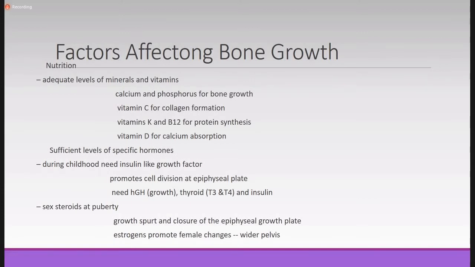Hormones: during childhood, we need insulin-like growth factor, which promotes cell division at the epiphyseal plate, and human growth hormone, thyroid hormone and insulin are required for the growth of the bones. Then again, for the growth spurt and closure of the epiphyseal plate, we need the steroid hormones, and estrogen has a specific role in the growth of the bone. That is one of the reasons that females have a wider pelvis, because of more estrogen receptors in the female.